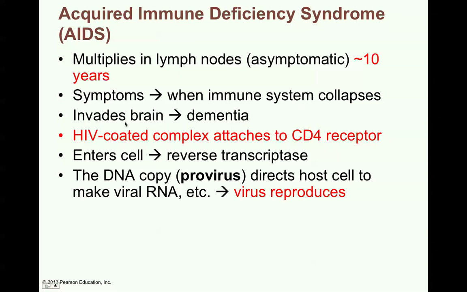The virus can invade the brain, leading to dementia. The HIV virus-coated complex actually attaches to CD4 receptors. It can enter that cell, the CD4 helper T cell, via reverse transcriptase. This is actually an RNA virus, so it can then make a DNA copy, called a provirus, to direct the host cell to make viral RNA, and that will allow that virus to reproduce.